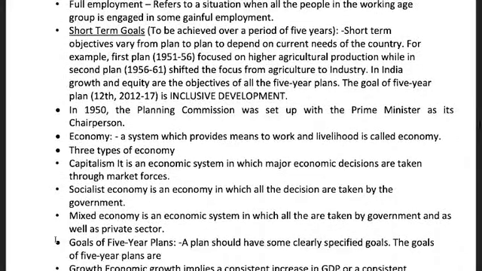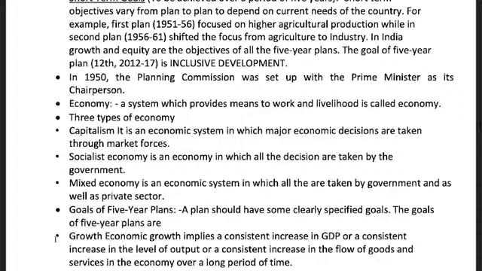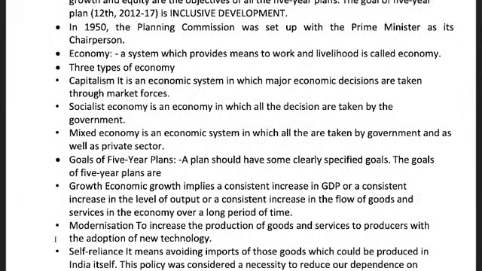Goals of 5-year plans. A plan should have some clearly specified goals. The goals of 5-year plans are: growth. Economic growth implies a consistent increase in GDP, or a consistent increase in the level of output, or a consistent increase in the flow of goods and services in the economy over a long period of time.